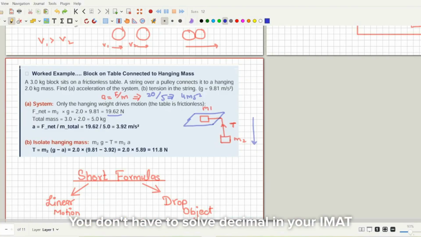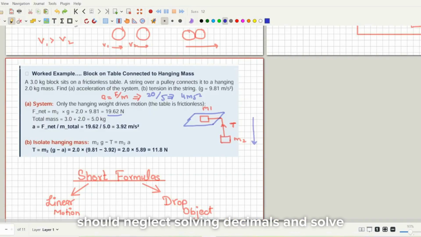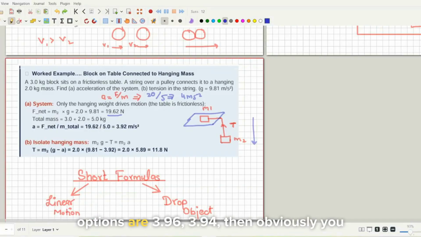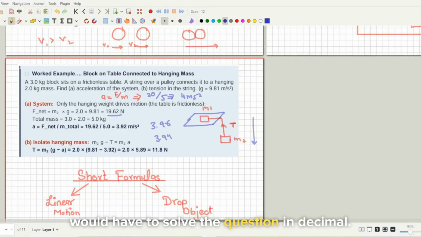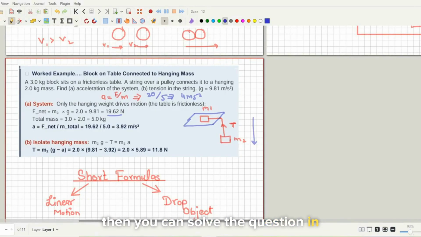You don't have to solve decimals in your IMAT exam, because if you solve decimals then it will take a lot of time. So first you should neglect solving decimals and solve the question without the decimals, and when you get the answer, then the closest decimal to your answer would be the correct option. If the answer options are, for example, 3.96, 3.94, then obviously you would have to solve the question in decimals. But if the options are 2.92, 4.92, 5.92, then you can solve the question in approximation and you will get the answer 4, and the closest would be 3.9.